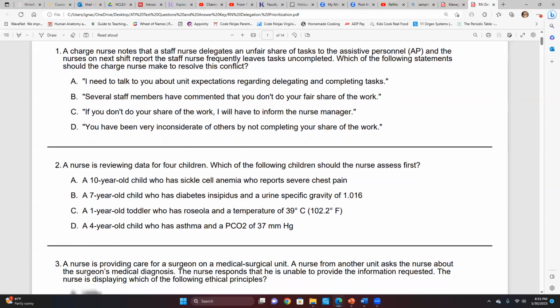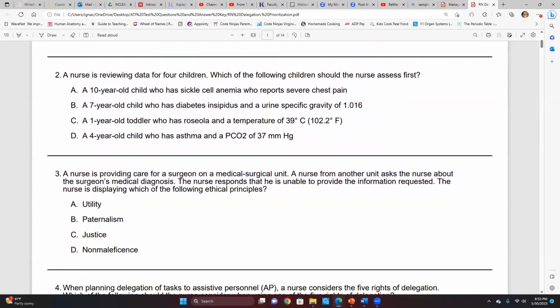Okay. All right. Great thinking. Okay. Let's look at question 2 and tell me what you think. Take your time. Priority data for children, safe first. A 10-year-old with sickle cell anemia with chest pain, a 7-year-old with diabetes mellitus. Oh, specific gravity. What's my range? I see my specific gravity.